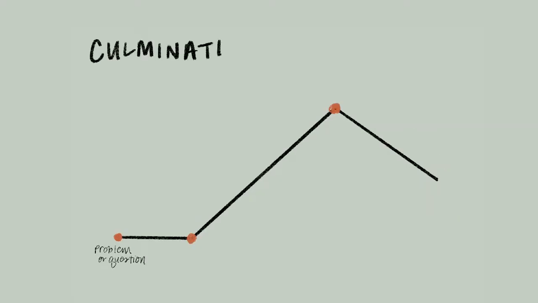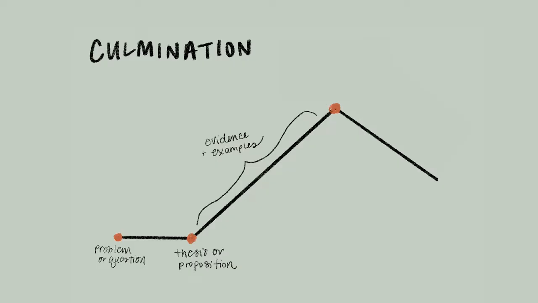Lastly, culmination. Here you're going to start with a problem or a question. You might state your thesis or proposition, and most of this case study is going to be evidence and examples. The climax here is what action the reader should take, and after that, to wrap up, you can really just summarize these findings that you shared.